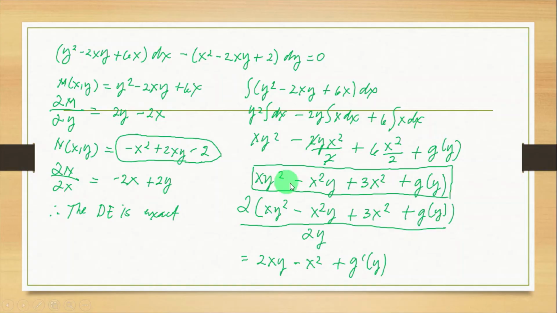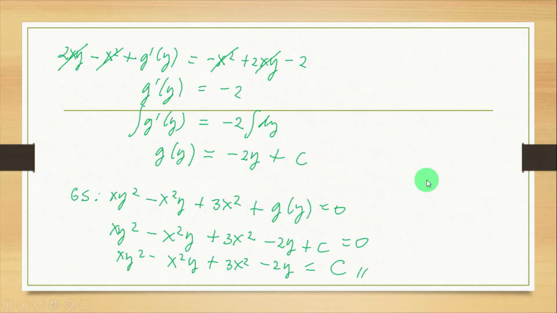You have xy squared minus x squared y plus 3x squared plus g of y. Since we are already done with solving g of y, we can now substitute g of y in our equation. xy squared minus x squared y plus 3x squared plus g of y is equal to 0. So you substitute g of y with negative 2y plus c. So you have xy squared minus x squared y plus 3x squared minus, this time, 2y plus c is equal to 0.